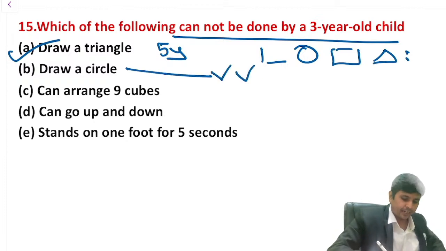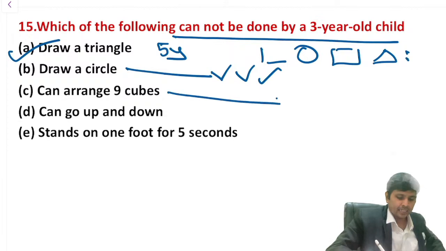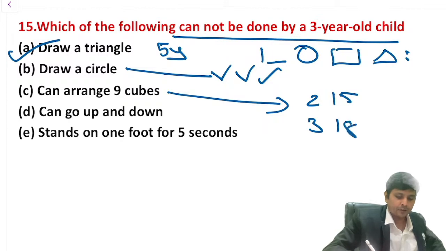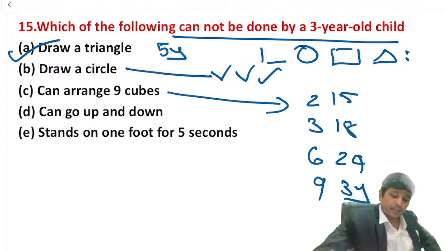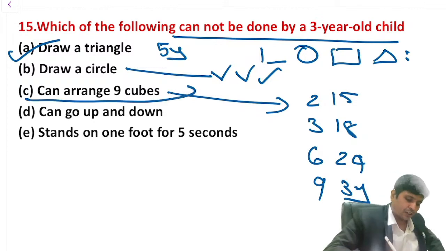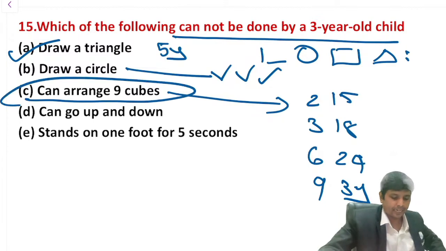Draw a circle, yes, it can do. Arrange 9 cubes. Remember, 2 cubes by about 15 months, 3 cubes by about 18 months, 6 cubes by about 24 months, and 9 cubes by about 3 years. So a 3-year-old child can arrange 9 cubes. Yes, the answer is correct.